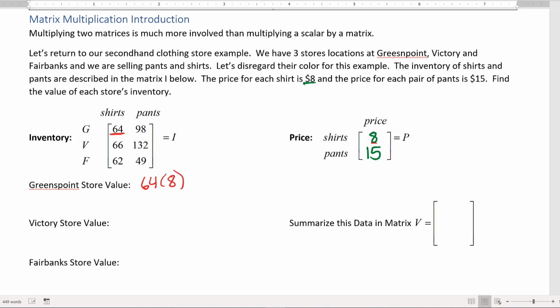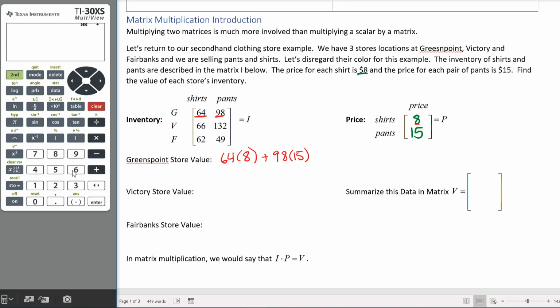So if I take 64 times 8, that is going to get me the value of all of the money I can earn from the shirts. Now the pants, there's 98 pants at the Greenspoint store, and each pants are worth $15. Okay, so I pulled my calculator out. I've got 64 times 8, and that's going to get me the value of all of the shirts at the Greenspoint campus, which is 512. Then I need to add the value of the pants, which was 98 times 15.